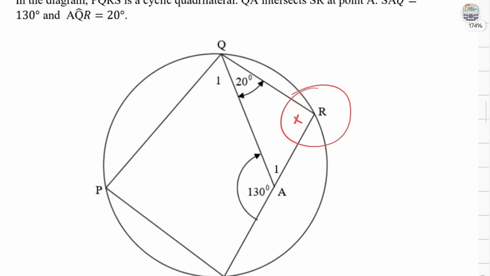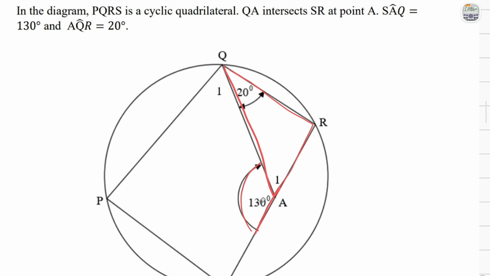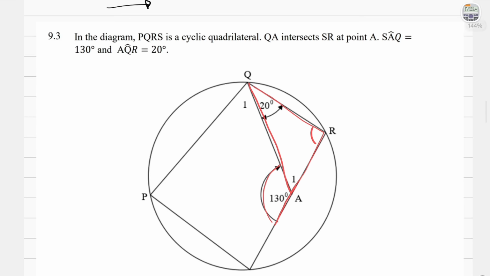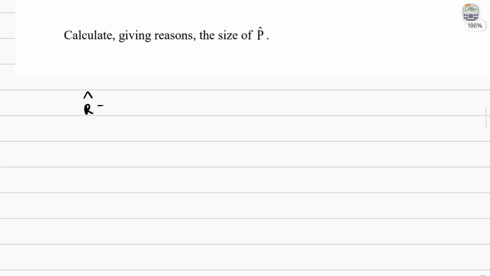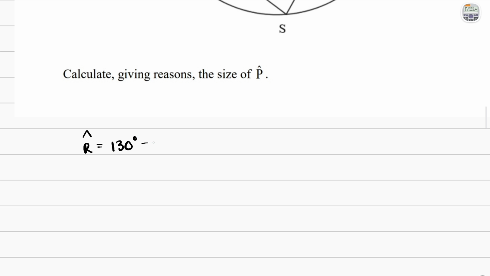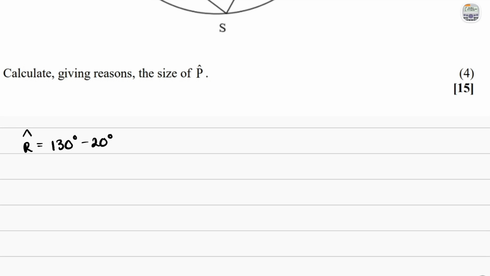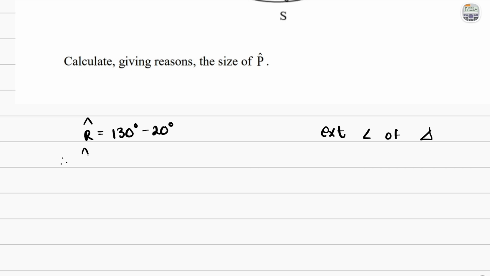We can find angle R because we have this triangle over here, and this triangle has an exterior angle of 130 degrees. The exterior angle of a triangle is equal to the sum of the two opposite interior angles. So angle R is equal to 130 degrees minus 20 degrees, because when we add those two interior angles, they give us the exterior angle. This is because of the exterior angle of a triangle. And so angle R is equal to 110 degrees.